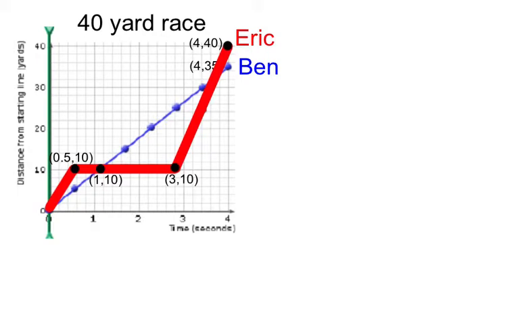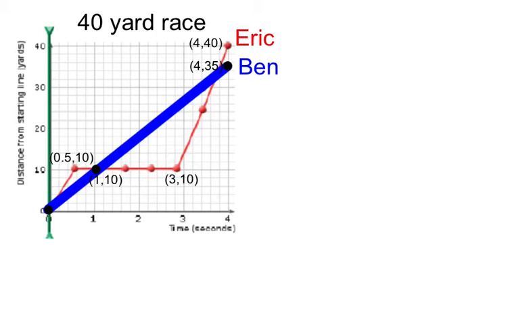We're going to start by focusing on Eric's race. That's the bold part in red. Just by looking at the shape of his line, we should be able to tell how he was running this race: when he ran quickly, when he ran slowly, when he stopped, things like that. Then if we focus on Ben's race, the bold blue line, we should be able to see how Ben ran the race.